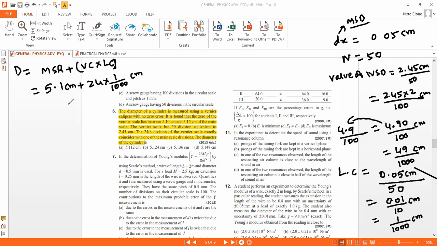Like this, 5.1 plus 0.024, that gives 5.124 centimeters. Option B. Once try this one.